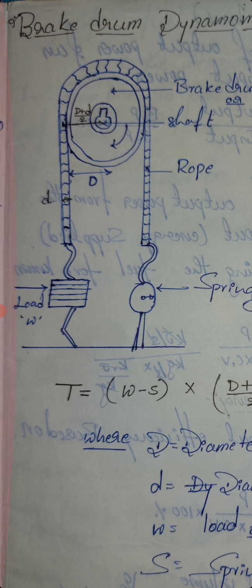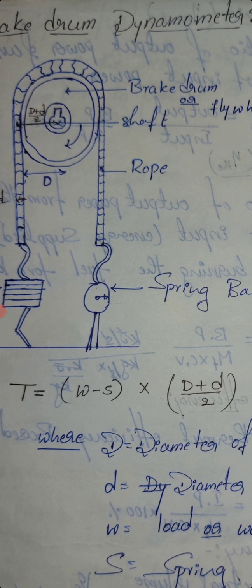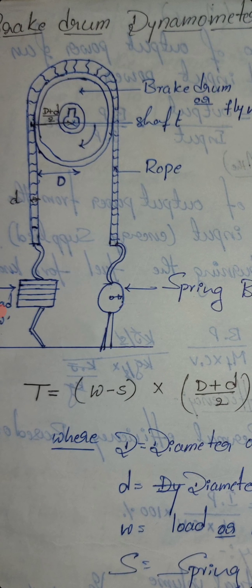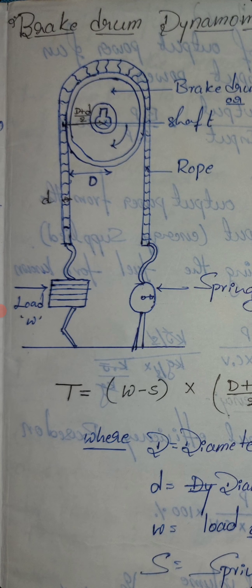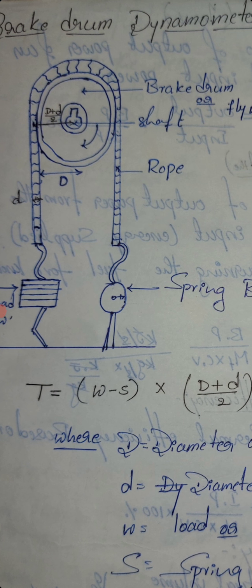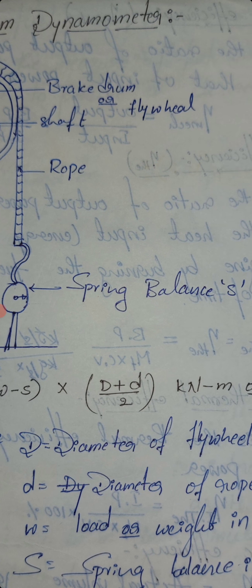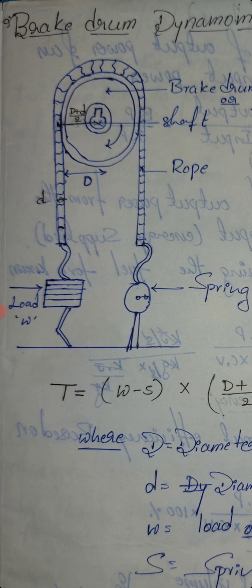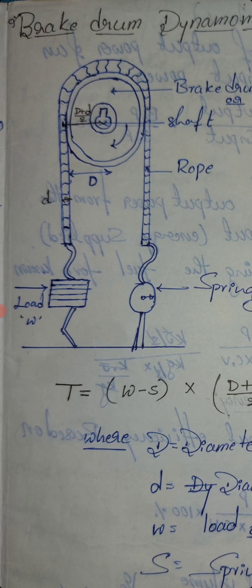You can see here we have a brake drum at the top, and it is surrounded by a rope. At one end of the rope we apply the load W. The other end is connected to a spring balance, which is S. Capital D is the diameter of the brake drum, and small d is the diameter of the rope.